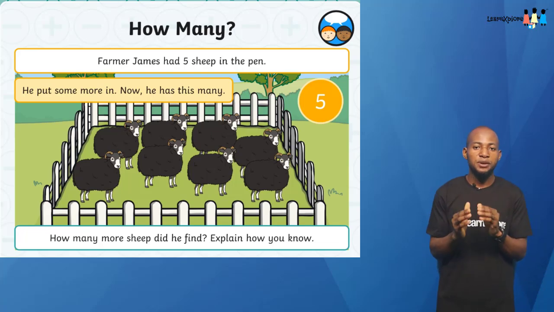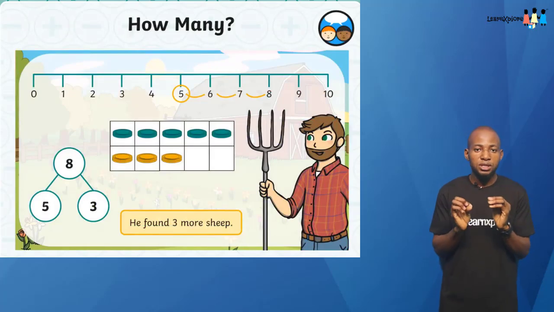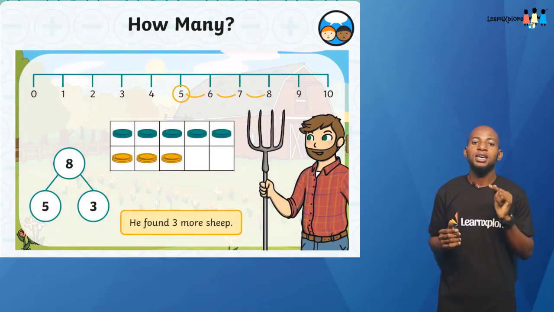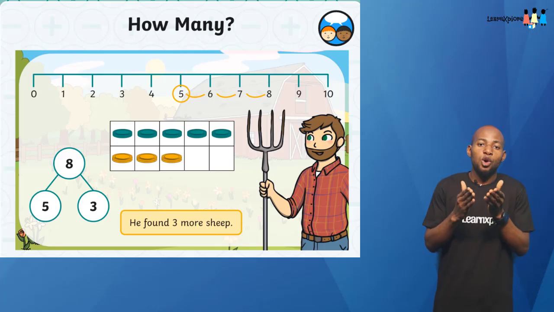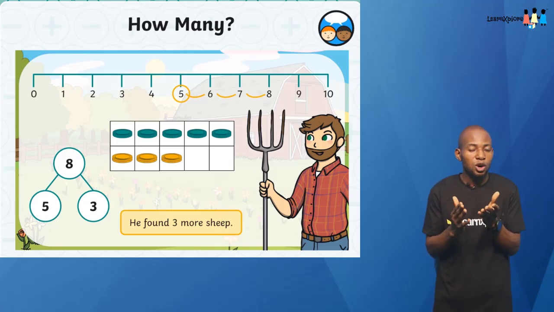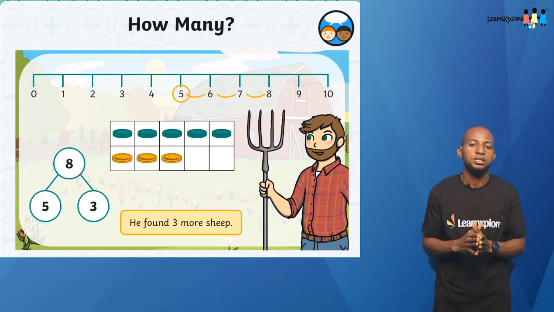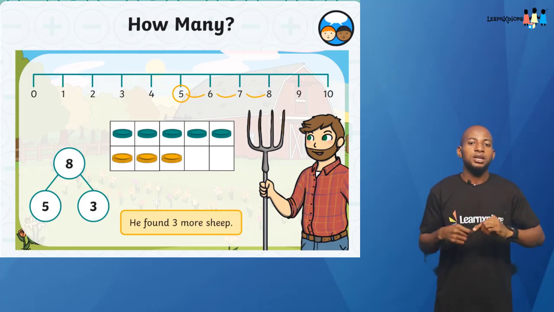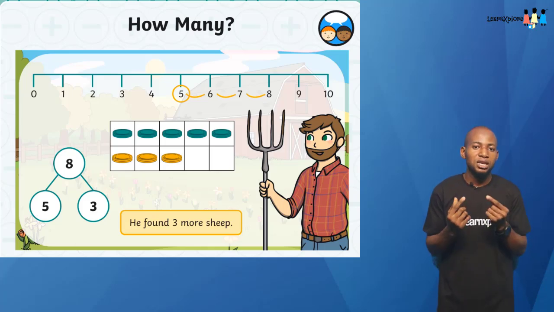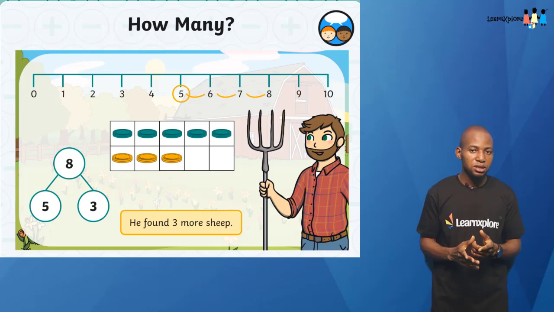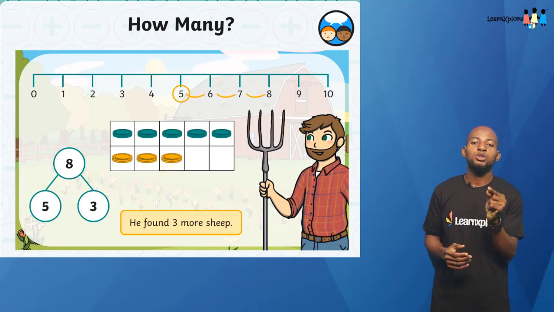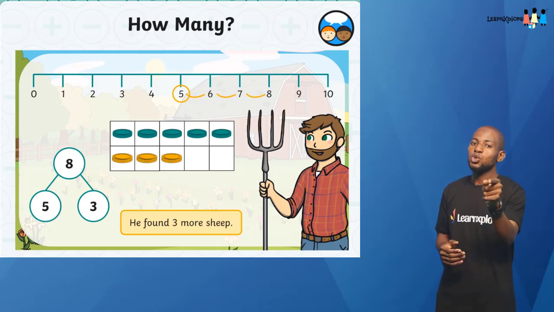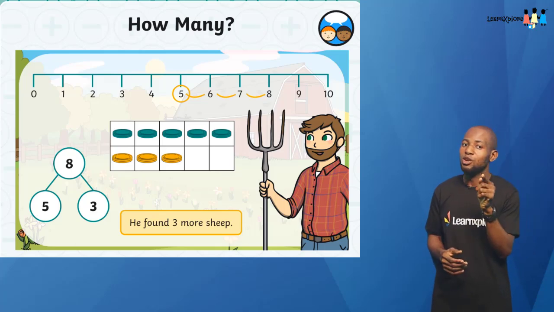Representing this on 10 frames, these green counters represent the number he had before, which is 5 sheep. But when we counted all the sheep, there are 8 altogether. Am I right? Yes. Now, from 5, let's count and stop at 8. Ready? Go. 6, 7, 8. When you are counting on from a number, you don't need to call the number. That's the reason why I did not mention 5.